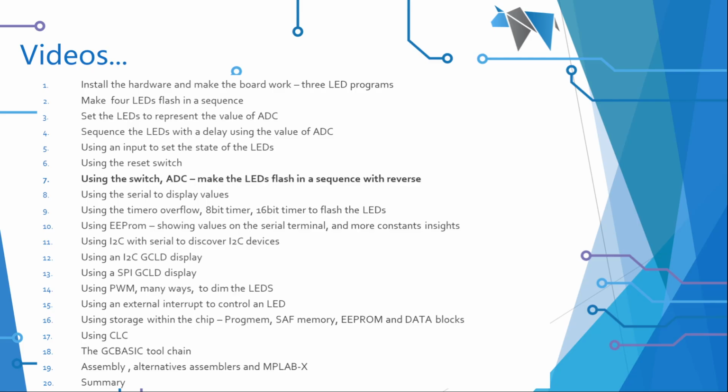So as I said at the beginning, we're going to use a switch. We're going to use the ADC for delays, and we're going to make the LEDs flash. We're going to do it in a sequence, and we're going to reverse them using a switch. Well, that's going to be the actual event that's going to occur.